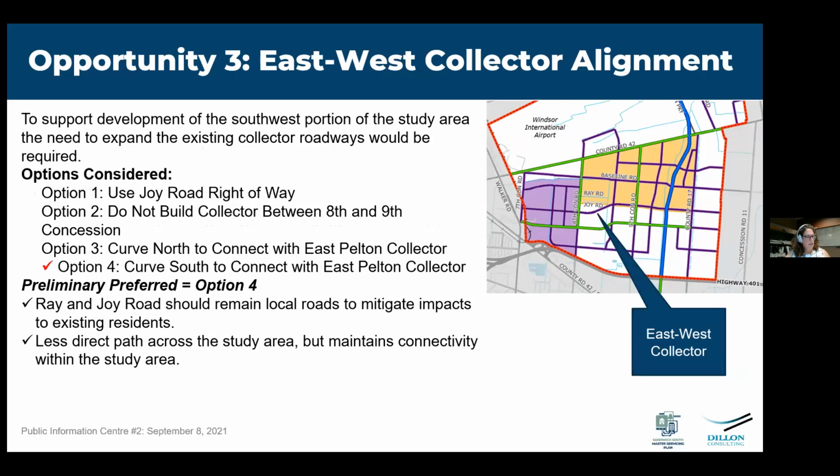The third opportunity is the establishment of an east-west collector within the study area. 4 options were looked at. The preliminary preferred option is option 4, which includes a collector roadway that would span from 7th concession to County Road to the east extent of the study area, and it would avoid using existing roads such as Joy Road, and it would also connect to roads proposed within the East Pelton area.